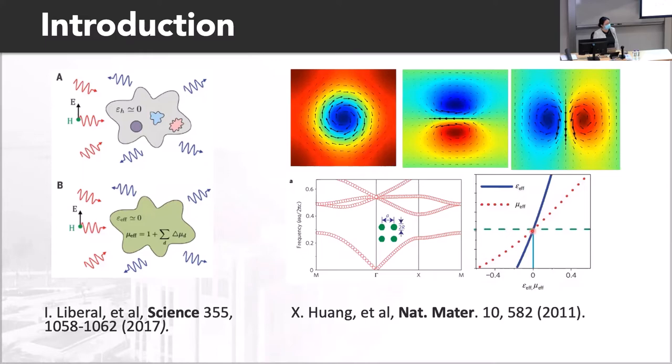This was first achieved by Professor C.T. Chan's group, and a lot of later work follows this recipe to achieve this double zero index material.